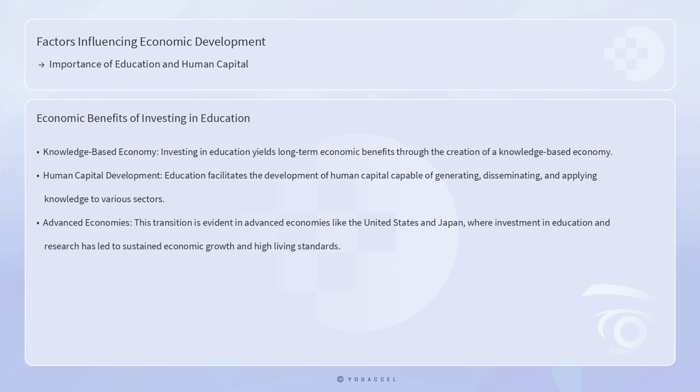Investing in education also yields long-term economic benefits through the creation of a knowledge-based economy. In a knowledge-based economy, the generation and utilization of knowledge play a central role in economic activities. Education facilitates the development of human capital that is capable of generating, disseminating, and applying knowledge to various sectors. This transition to a knowledge-based economy is evident in advanced economies such as the United States and Japan, where significant investments in education and research have led to sustained economic growth and high living standards.